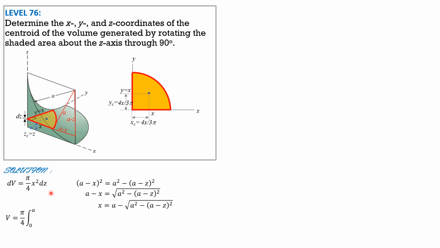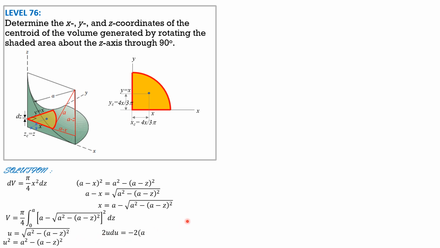Substitute here, volume is pi over 4, integral 0 to a of (a minus the square root of a squared minus (a minus z) squared) squared dz. Expanding, so let us put u equals a squared minus (a minus z) squared. So u squared is a squared minus (a minus z) squared.